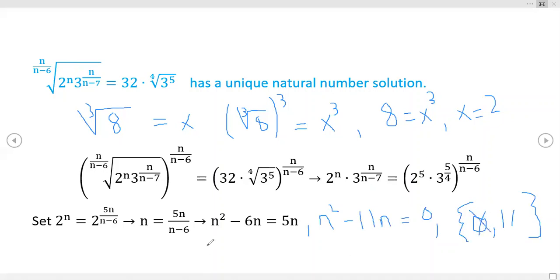We're going to rule out this solution, and n equals 11 is the natural number solution we were seeking. I'm not going to check it, but you can check it. It does work out pretty nicely using numbers in there. So n equals 11 is the answer, ladies and gentlemen.